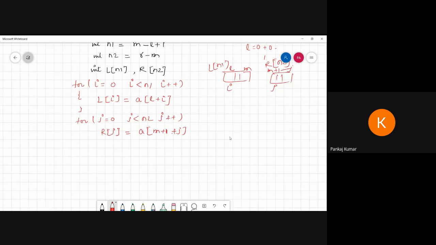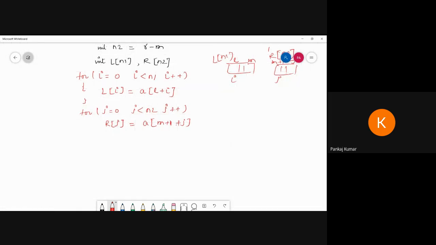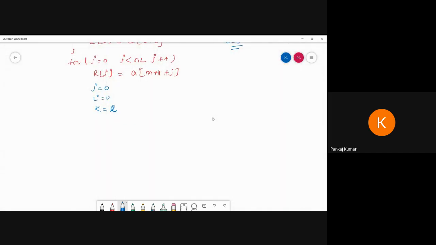Okay, so after this I have to do the merge. We have to merge all these arrays. So I can initialize the initial value of j equal to 0, then i equal to 0, and k should be l. That means the initial index of the merged subarray. So I can take k is equal to l. Now here I am going to write the comparison. So here I am comparing this one and this one, for the increment of i, j and k. So for this I am going to compare. So I am writing a while loop.